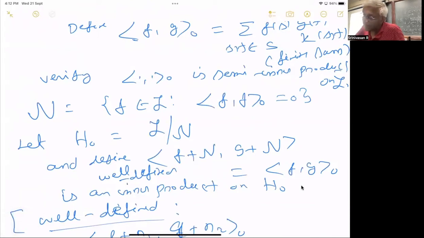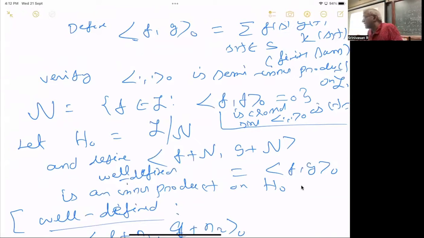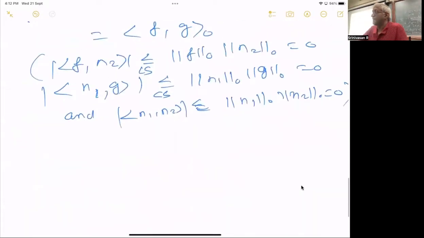So N is closed. Let me write here: this is closed. Good question. It's closed since this is continuous. It follows from Cauchy-Schwarz. We proved Cauchy-Schwarz for any semi-inner product. For any semi-inner product, if you have linearity and conjugate linearity, then Cauchy-Schwarz holds, and because of Cauchy-Schwarz, it's continuous. Cauchy-Schwarz is very powerful. Because of that. Good question.